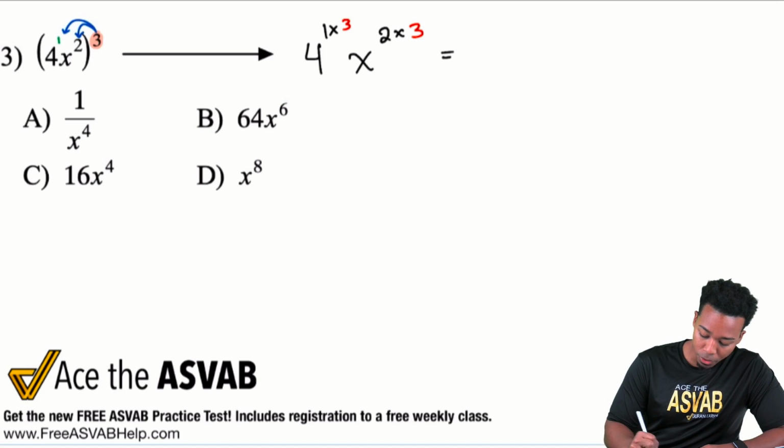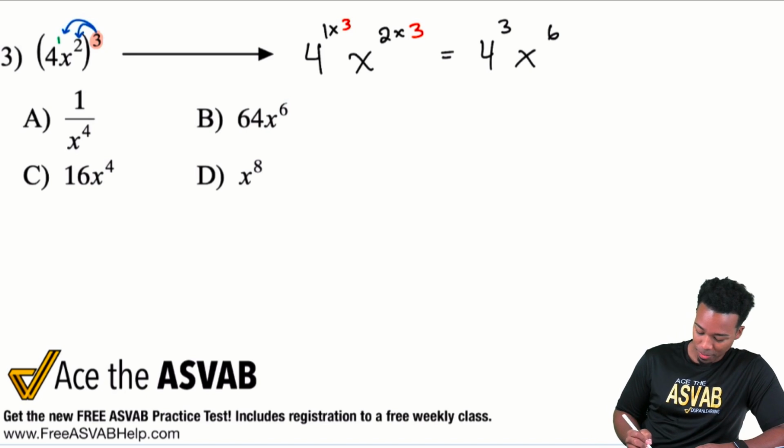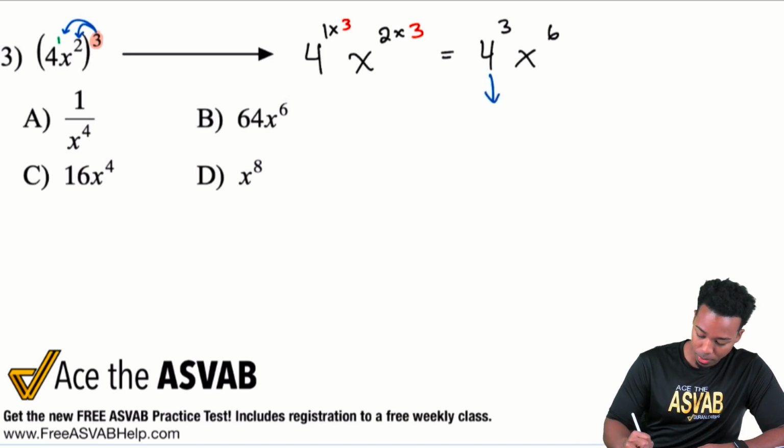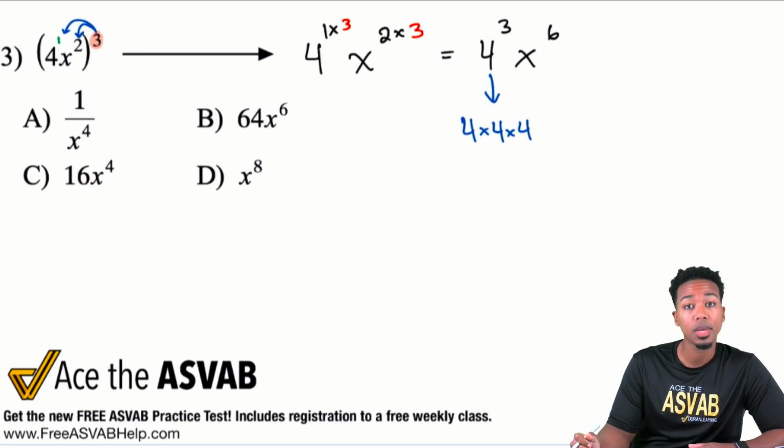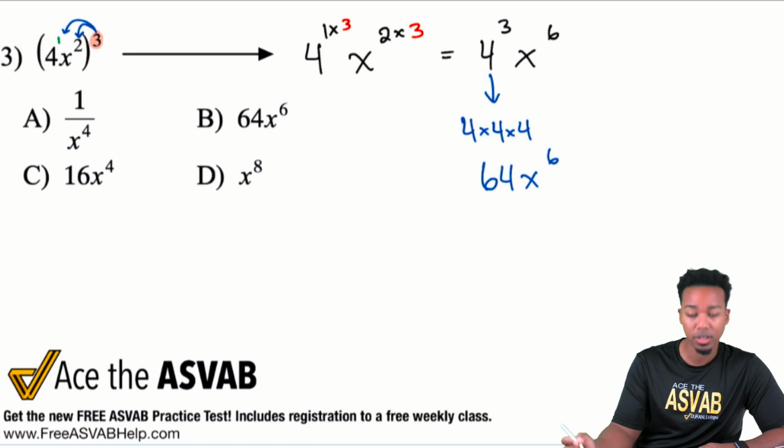First of all, the answer is going to be 4 to the power of 3, x to the power of 6. And 4 cubed is essentially like saying 4 times 4 times 4, right? One more time: 4 to the power of 3, that's saying 4 times 4 times 4. 4 times 4 is 16. 16 times 4 is 64. And so that's what we'll have right there: 64x to the power of 6.